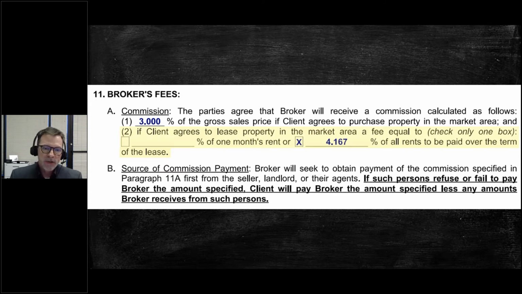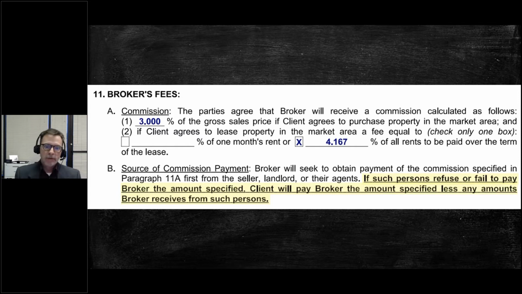B, this is the one that's really going to catch your buyer's attention. This is the source of the commission payment. So it says, broker will seek to obtain payment of the commission specified in paragraph 11A up there, first from the seller, landlord, or their agents. So we will try to collect this money from the seller or the landlord. But if such persons refuse or fail to pay broker the amount specified, client will pay broker the amount specified less any amounts broker receives from such persons. So let's think about this.